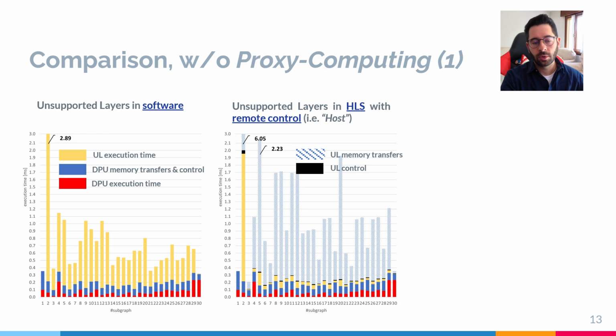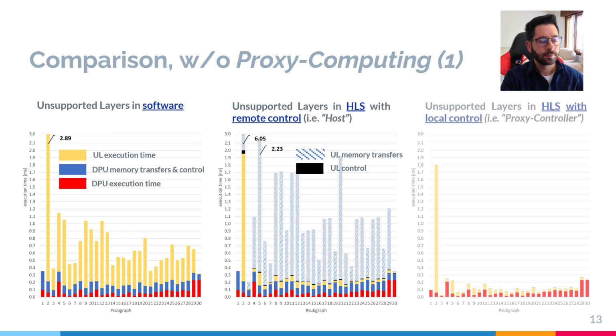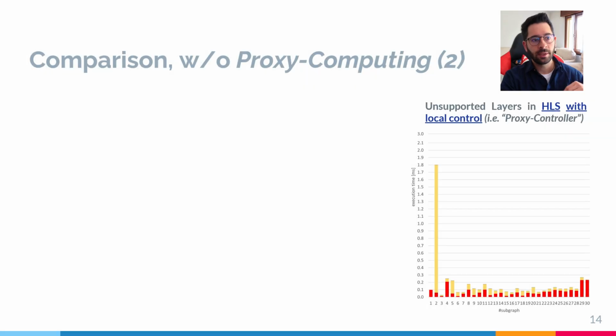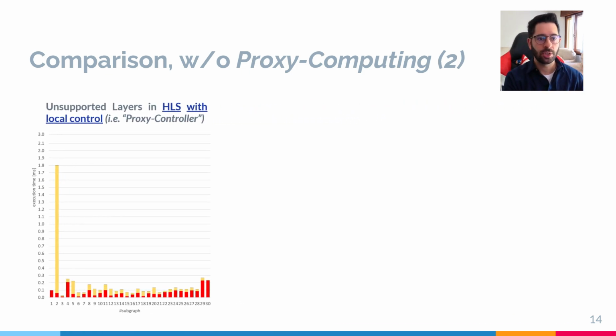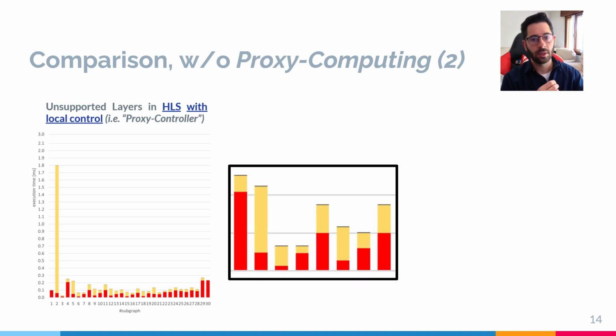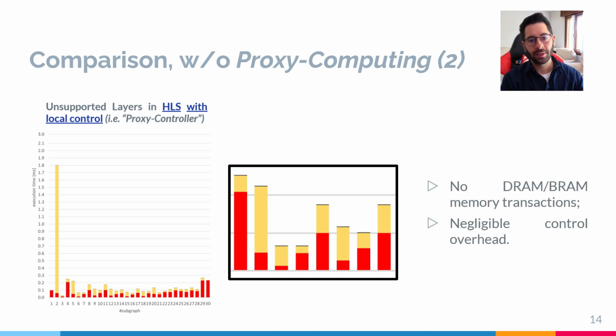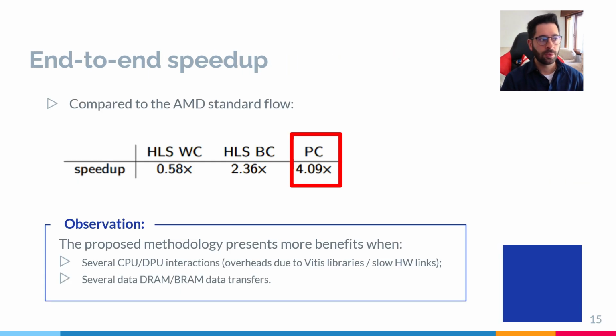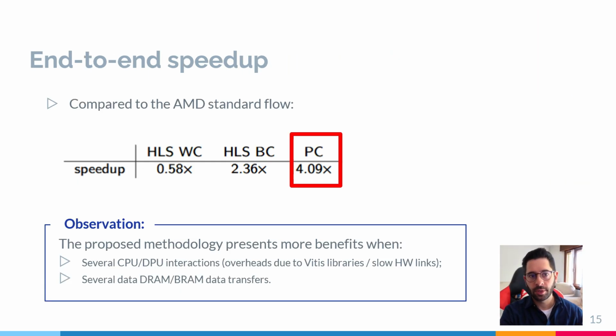In the final version, the orchestrator is the proxy controller. As we can see, we don't have local memory to DRAM memory copies because the data remains localized inside the FPGA, while the control overhead is negligible because of lightweight hardware links, and of course the accelerators are still implemented in HLS. Finally, as we can notice from this table, we achieved a 4 times speed up compared to the standard flow, the one proposed by AMD.